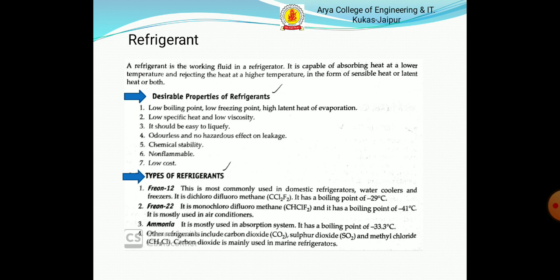The types of refrigerants are mainly Freon 12, Freon 22, ammonia, and others like carbon dioxide, sulfur dioxide, methyl chloride (CH3Cl), etc. These are mainly classified as primary and secondary refrigerants, and the most commonly used refrigerant is Freon 12, which is used in domestic refrigerators for refrigeration purposes. It has a boiling point of minus 29 degree centigrade.